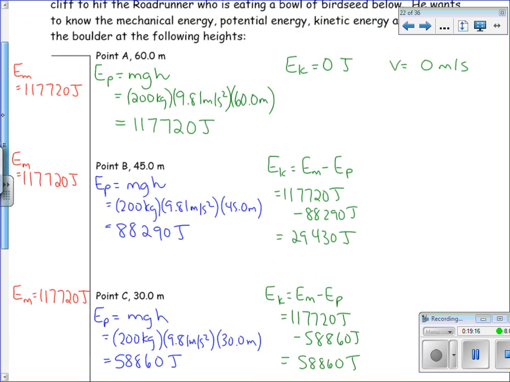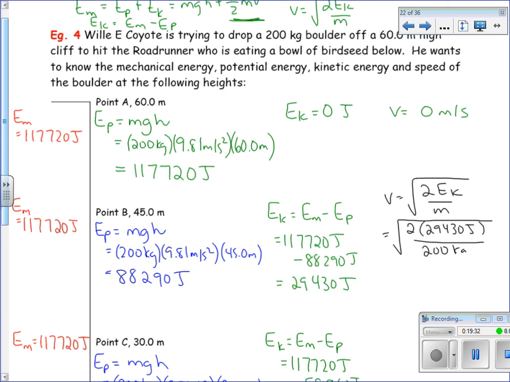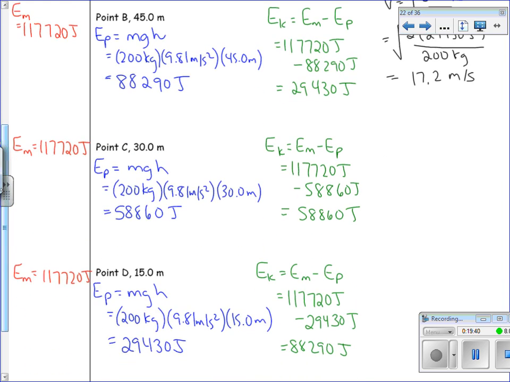And then finally, we're going to go back and find the speed at each point, where speed is equal to the square root of 2 times EK over mass. So square root of 2 times 29,430 joules divided by 200 kilograms. So in that case, we get 17.2 meters per second. Two times 58,860 joules divided by 200 kilograms gives us 24.3 meters per second.